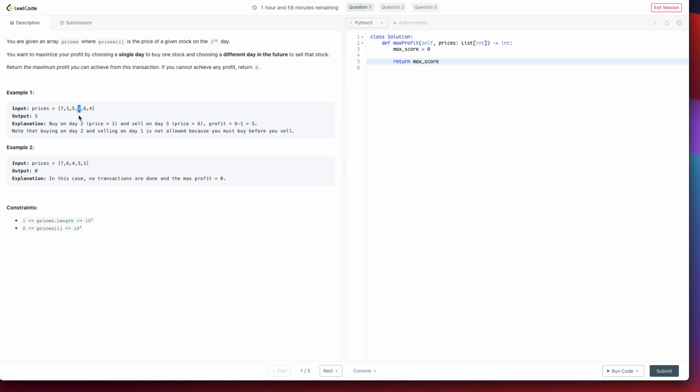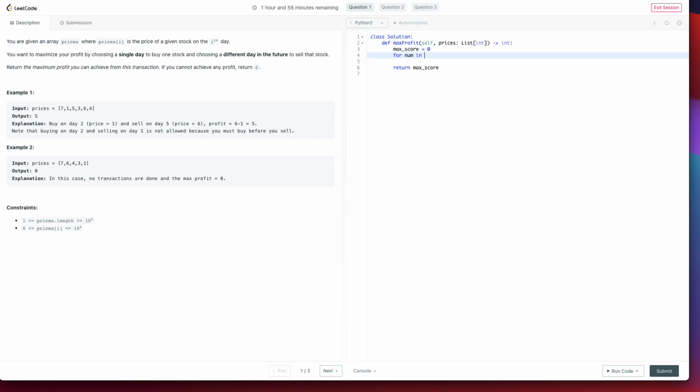And then 3 is less than, well, 3 is not less than 1, so we still have 1 here on the buy side. But 3 minus 1 is less than 5 minus 1, so we don't update that sum. And then 6 minus 1 is 5, and then 4 minus 1 is 3, so we don't update it and return 5.